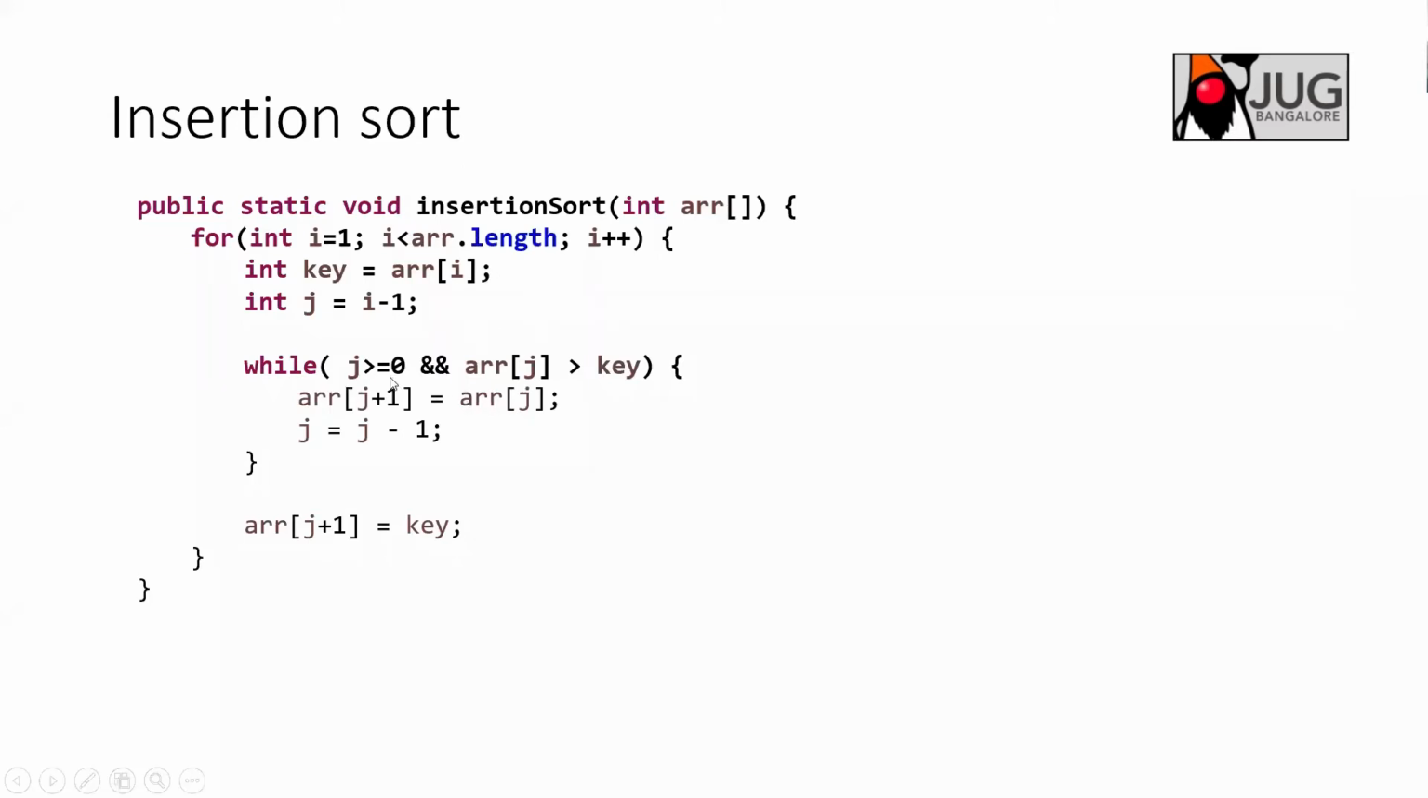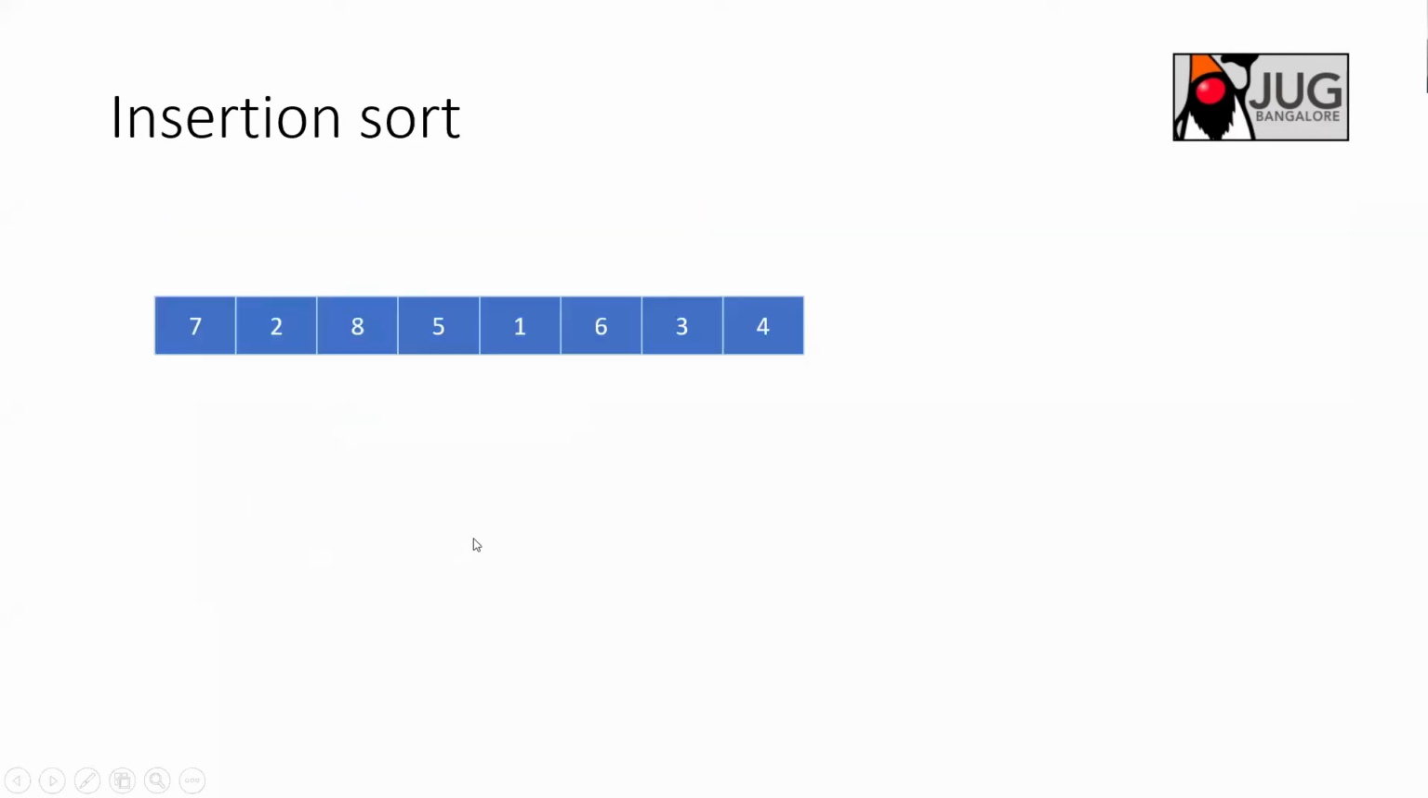Basically, you are not going beyond the 0th position, and you are checking against the key. If the element is greater, then you copy it and move it. Once that is done, if the element is not greater, you realize that the element is less, and then you put the key at the j plus 1th position. So I think this is how it works.